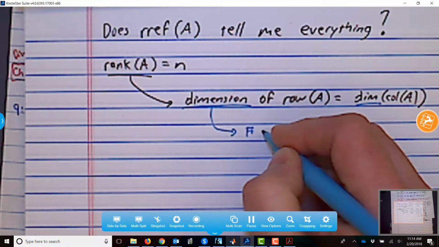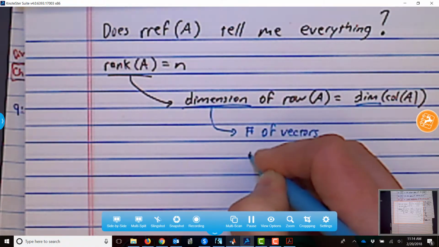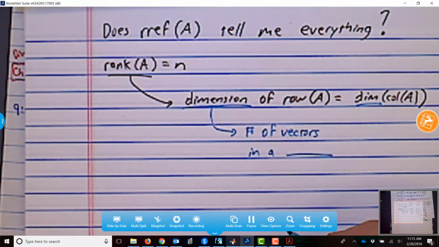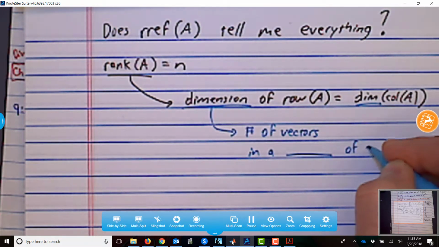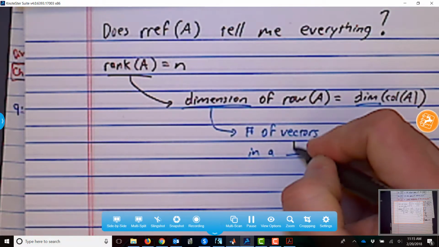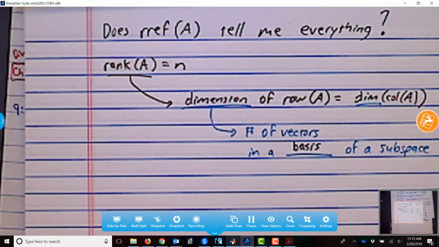It is the number of vectors in a blank. In a blank of a subspace. Matrix of a subspace? In a basis of a subspace. Basis. Yeah, that word is basis. There's another word, basis. Again, I'm being very deliberate, but if I don't do it, who does, right?